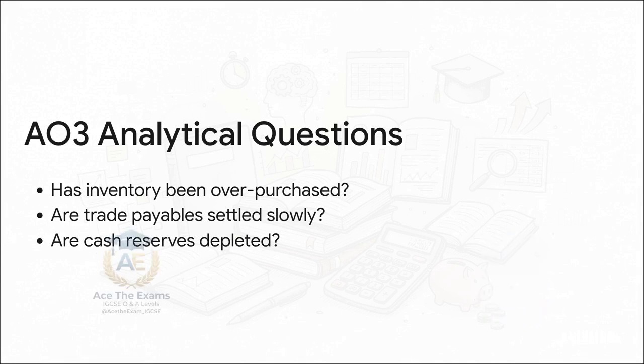Like, has the partnership overpurchased inventory that's now just sitting, gathering dust in a warehouse? Are trade payables being settled far too slowly, which is damaging supplier relationships? Or maybe cash reserves have been heavily depleted because of some massive, sudden capital expenditure. You absolutely must provide the why behind the numbers.